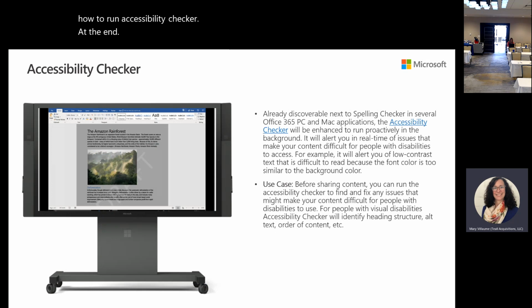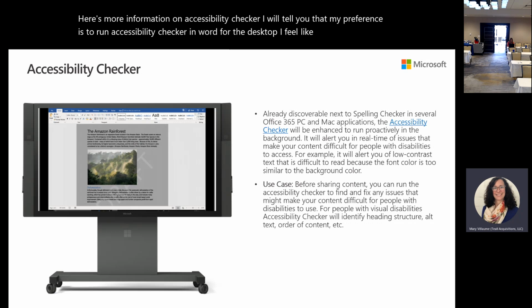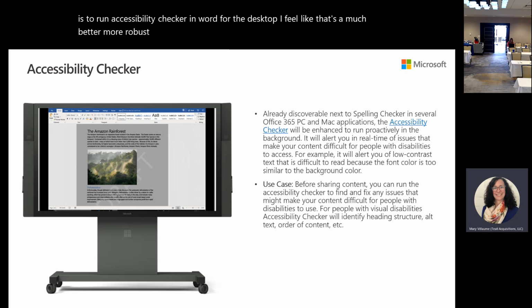Here's more information on Accessibility Checker. I will tell you that my preference is to run Accessibility Checker in Word for the desktop. I feel like that's a much better, more robust experience, using Word on the desktop for checking accessibility. So when you are using this feature, my best practice would be to make sure you're opening it in the desktop app.